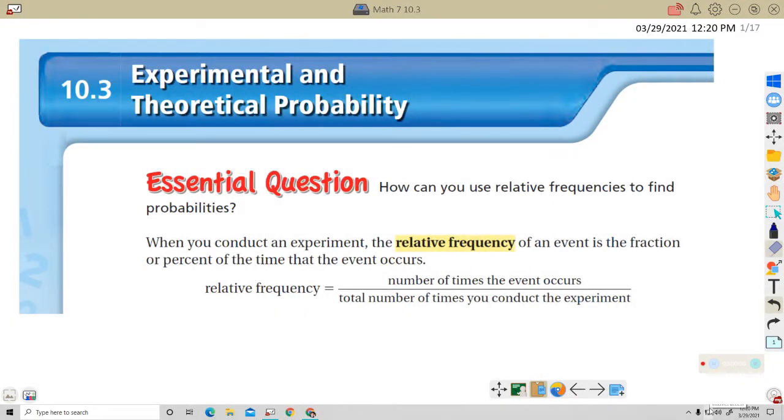Welcome back. This is Mr. Takeda Teaches Math 7, and this is lesson 10.3 on experimental and theoretical probability. Our essential question today is how can you use relative frequencies to find probability?